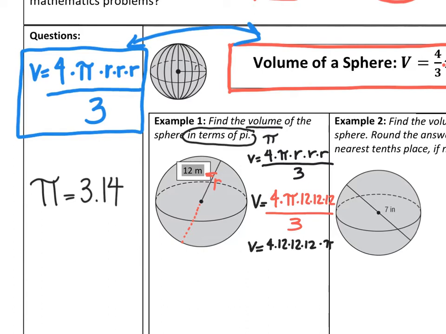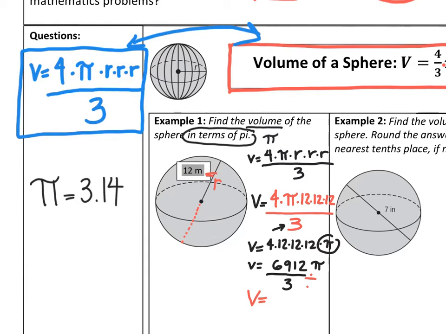And hopefully you got 6,912. Now we can't forget this pi at the end, so we'll put the pi there. And we can't forget that 3 at the bottom. So now let's see if we can simplify this thing. I'm going to write v equals, once again, in your calculator, type in 6,912. And don't forget this fraction bar always means division. So I want you to hit divided by 3.